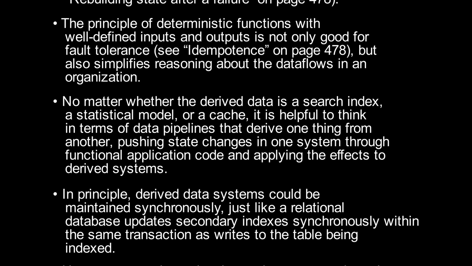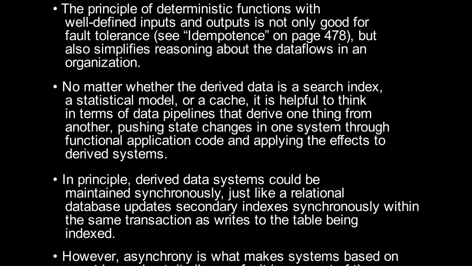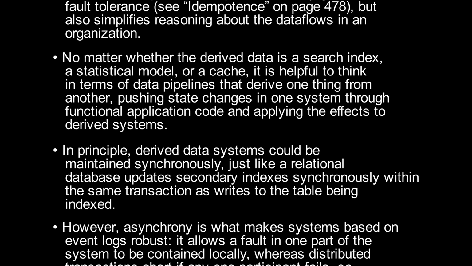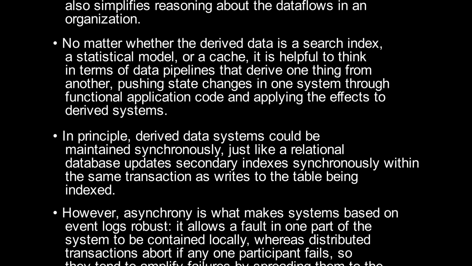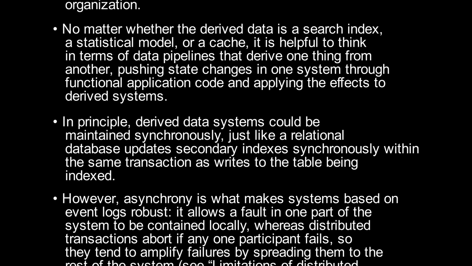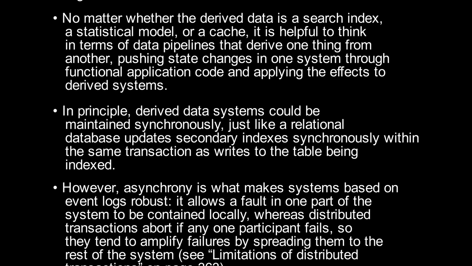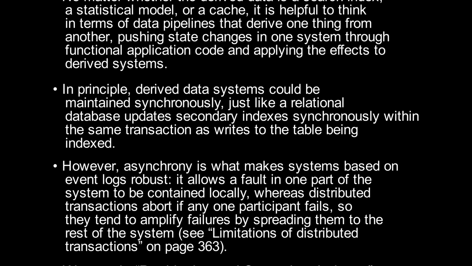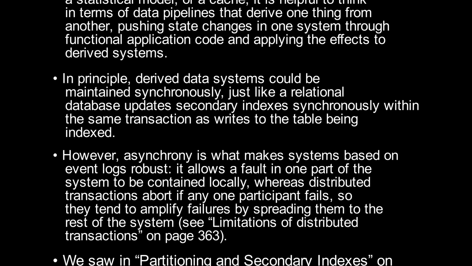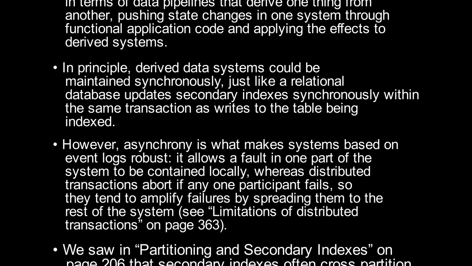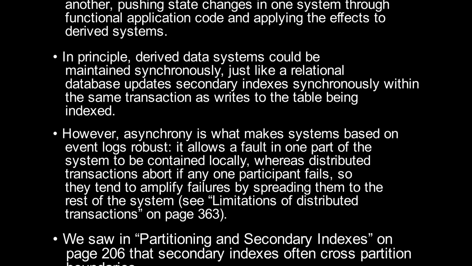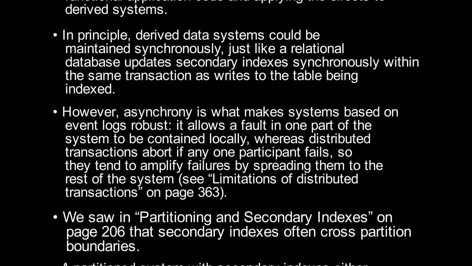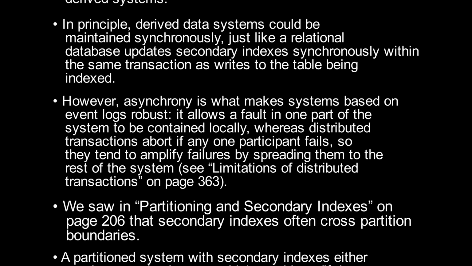In principle, derived data systems could be maintained synchronously, just like a relational database updates secondary indexes synchronously within the same transaction as writes to the table being indexed. However, asynchrony is what makes systems based on event logs robust. It allows a fault in one part of the system to be contained locally, whereas distributed transactions abort if any one participant fails, so they tend to amplify failures by spreading them to the rest of the system. See limitations of distributed transactions on page 363.